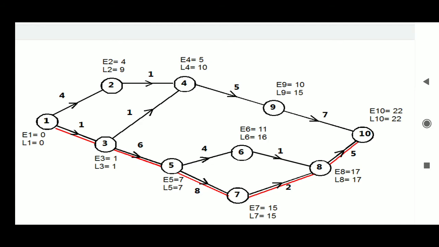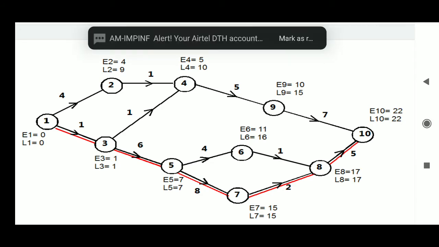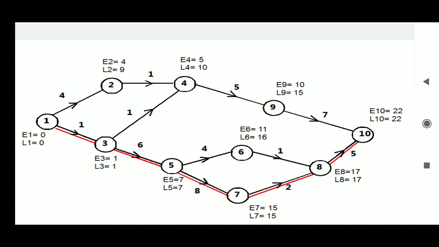because the earliest and latest time of that project should be equal. So we come by taking a backward route. Here from 10 to 8 it is 22 minus 5, that is 17. Here 10 to 9, that is 22 minus 7, that is 15.